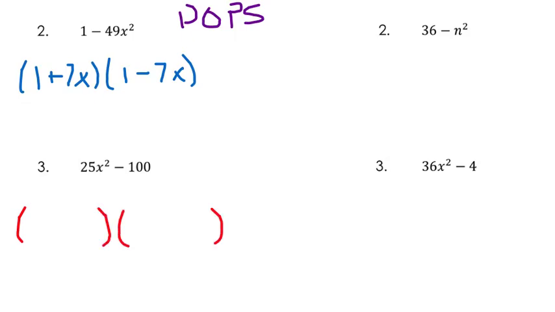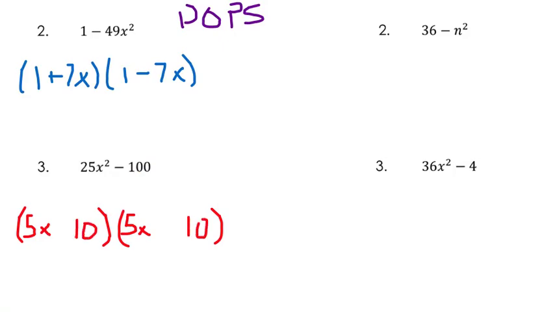So the square root of 25x squared: the square root of 25 is just going to be a 5, and the square root of my x squared is going to be x. So I'm leading off both of my factors with a 5x. Now I look at my second term. The square root of my 100 over here is just going to be a 10. So I'm going to have my 10 here, my 10 here.